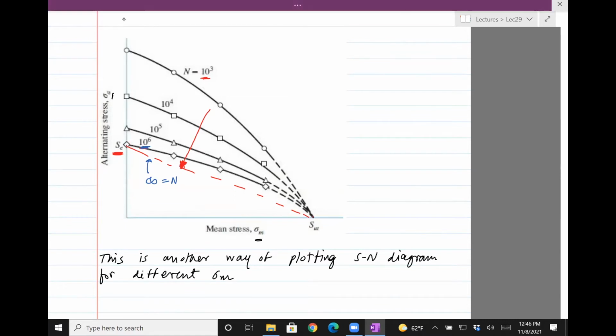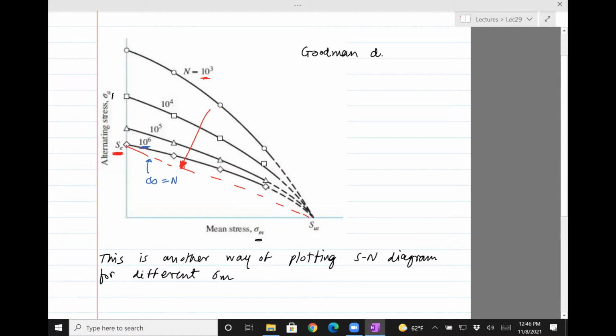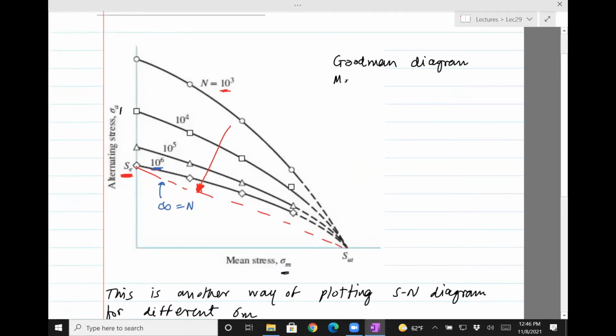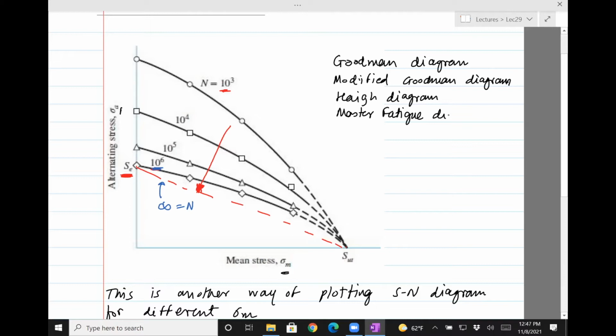So this diagram is called the Goodman diagram. Sometimes it's also called the modified Goodman diagram. It's also called the Haigh diagram. It's the master fatigue diagram. There are so many names. However, this line, which is called the infinite life line, is known as the Goodman line.